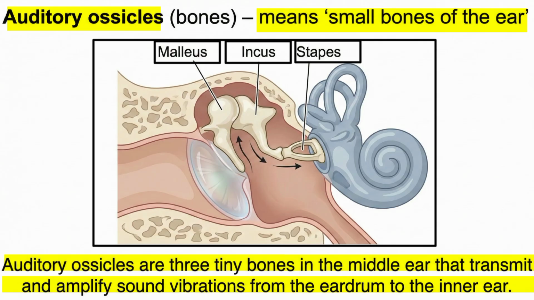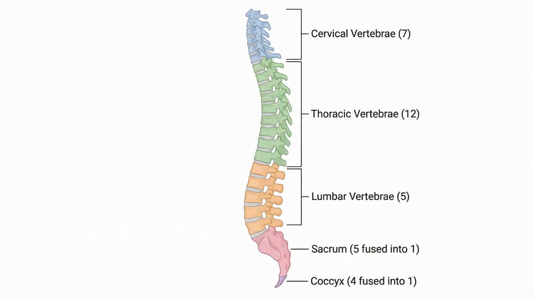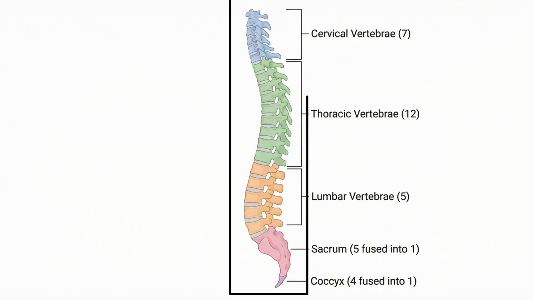After this, in the axial skeleton, we have the vertebral column, also called the backbone. This diagram shows the vertebral column. The vertebral column is made up of many small bones called vertebrae. The vertebral column has 5 main parts. Cervical vertebrae. There are 7 cervical vertebrae in the neck region. Thoracic vertebrae. There are 12 thoracic vertebrae in the chest region, and the ribs are attached here.